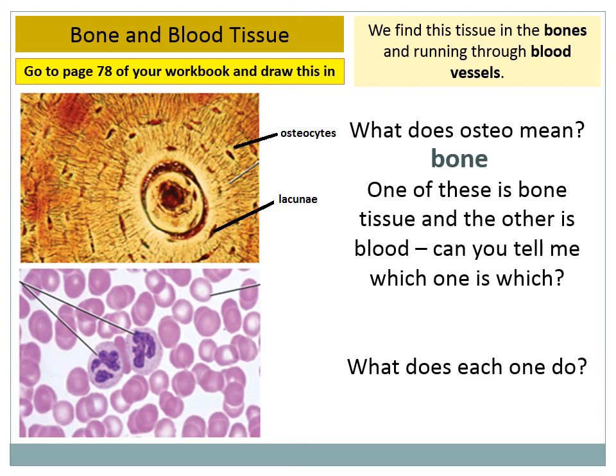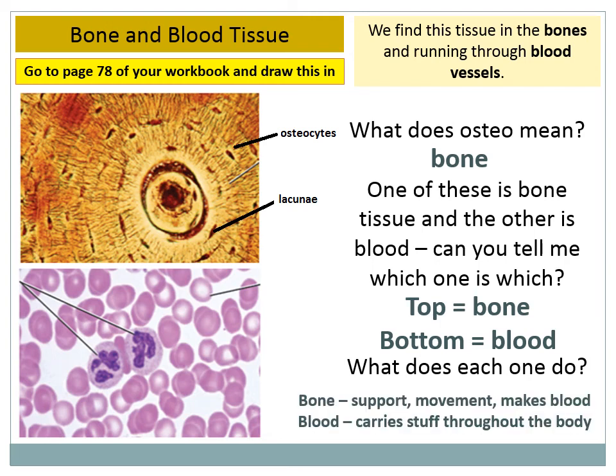One of these is bone tissue and the other is blood. I don't know if you can do this, but can you tell me which one is which? Very good. The top one is bone and the bottom one is blood. So just a quick little overview of what they do. Bone is for support and movement. Bone also makes blood, which we will talk about when we get to the next unit. And blood is going to carry things throughout the body in a liquid form.